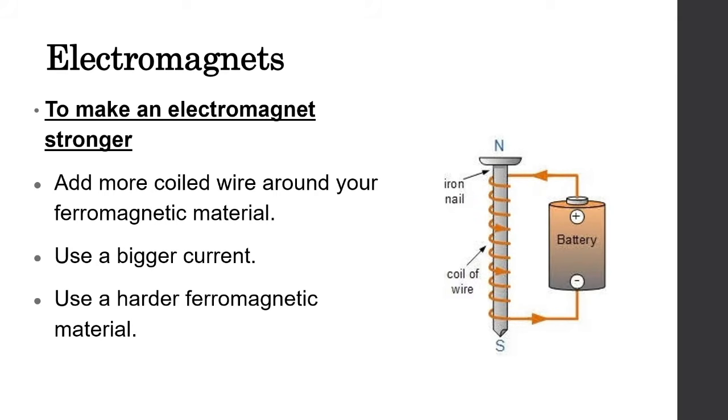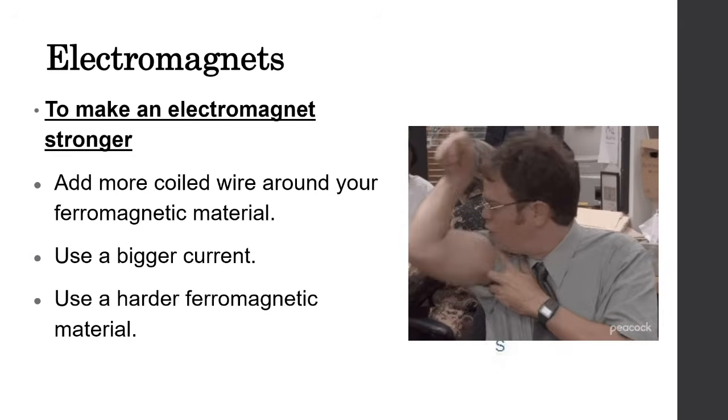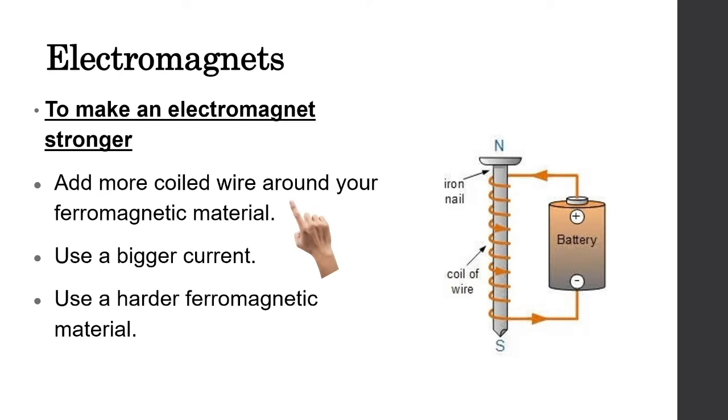When we make an electromagnet, there are certain things we can do to make the electromagnet stronger. First thing we could do is to add more coiled wire around the ferromagnetic material. This means that there will be a bigger surface area of the ferromagnetic material that will receive the current passing through. Another thing we could do is to use a bigger current, so amplify the amount of current that is flowing through the conducting wires. Or last thing we could do is to use a harder ferromagnetic material. As mentioned previously, a harder ferromagnetic material will stay magnetized longer than a softer ferromagnetic material.